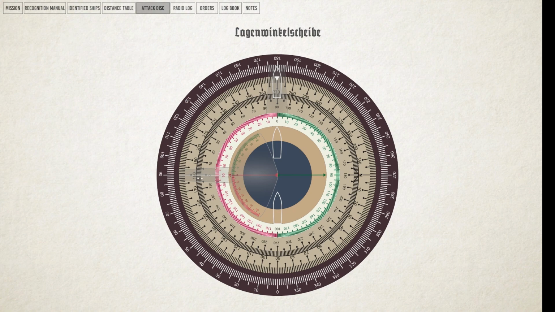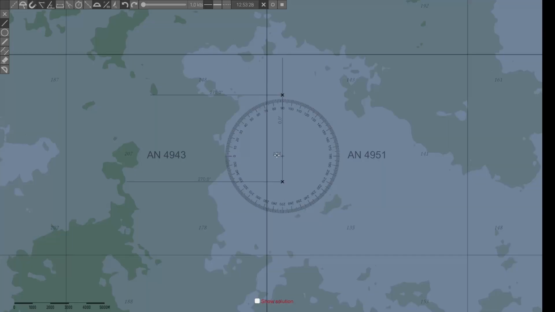We are getting a true bearing to the enemy of 0 degrees, and we are getting a true course of the enemy ship of 270 degrees. If I close this and bring up the map again, we can just confirm that. So I hope this helps you to understand it and to set it up.